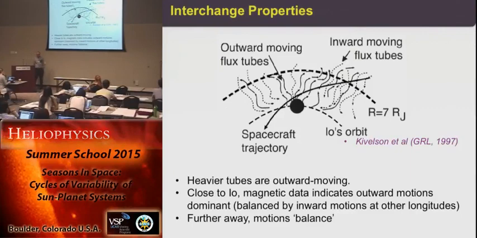So here's Kivelson et al.'s schematic of what's going on near the Io torus in terms of interchange. This is Io, this is its orbit, and these are inward and outward moving flux tubes. The heavier tubes laden with cold plasma in this picture are outward moving. Close to Io, the magnetometer data indicates that those outward motions are dominant, presumably balanced by inward motions of the hot, tenuous flux tubes at other longitudes. So overall, these motions have to give you a net outflow of plasma to balance the plasma loading rate at the iogenic source.